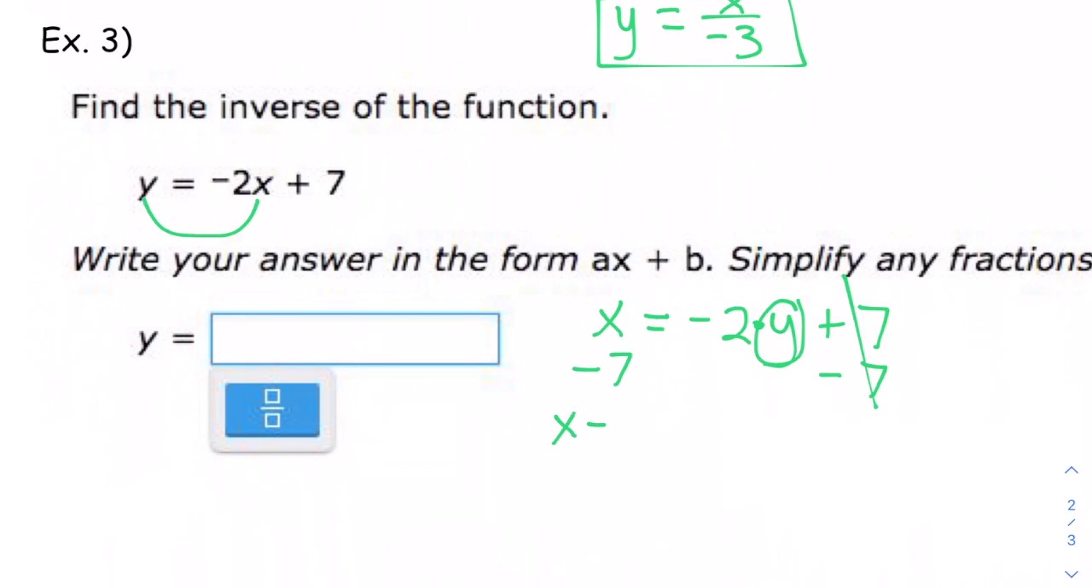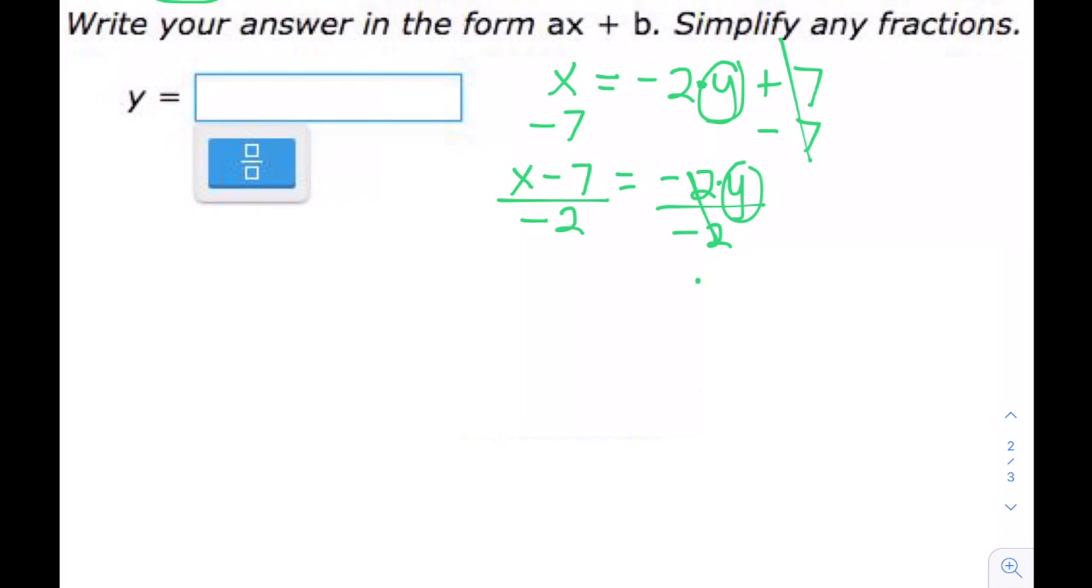On the left I'll have x minus 7. On the right I'll have negative 2y. I still have one more step to get y alone. It's being multiplied by negative 2. So I'm going to divide by negative 2 on both sides. So I have y on the right and x minus 7 over negative 2 on the left.